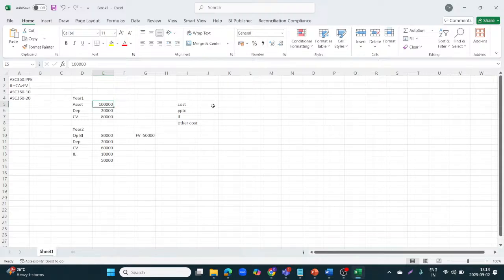And how will you do the subsequent measurement? So after initial recognition, Accounting Standard Codification 360 provides guidance on how to measure property, plant, and equipment in subsequent periods, like how we are measuring in the future periods. This standard offers two options. First is a cost model, second is a revaluation model. Okay, so two models are there. First, it's your cost model, second is your revaluation model.